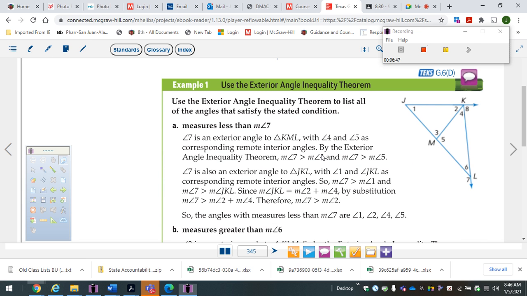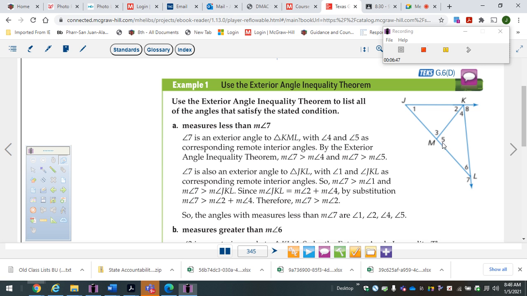Okay, so use the exterior angle inequality theorem to list all the angles that satisfy the stated condition. We want the measures less than the measure of angle 7. So let's find angle 7. Let me see where in the world is angle 7. Angle 7 is over here. So that's my exterior angle, and the remote interior angles would be 4 and 5.